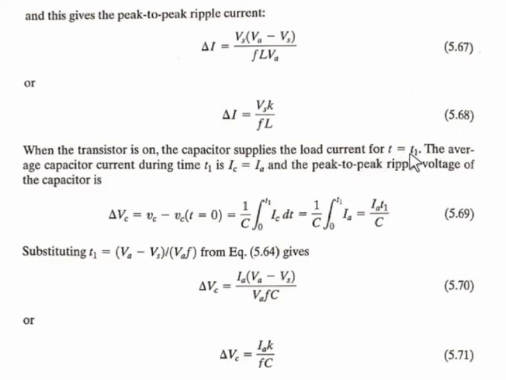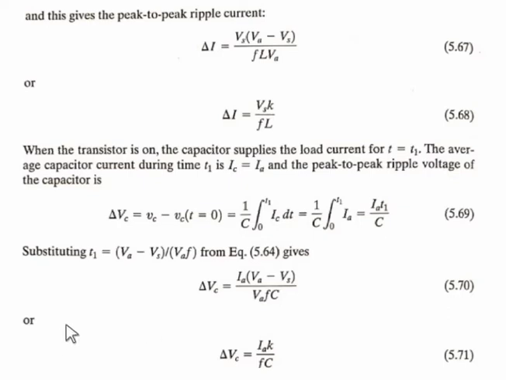When the transistor is on, the capacitor supplies the load current for T equal to T1. So during turn on time, the capacitor will supply the current. The average capacitor current during T on time is IC, which is equal to the load current IA. So the peak to peak ripple voltage in the capacitor, delta Vc, is given by 1 over C, integral from 0 to T1 of IC dt. So it is 1 over C, 0 to T1, with IC equal to IA. By solving these equations, we get IA T1 divided by C.